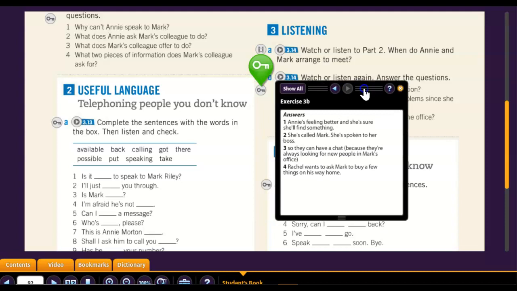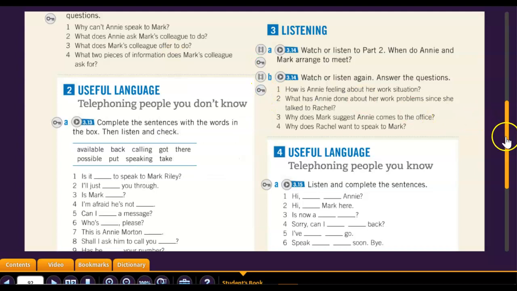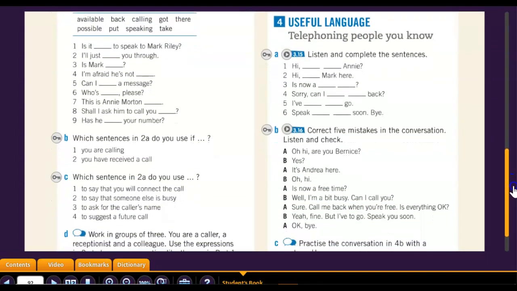And now we come back and we have the answers over here. So Annie's feeling better, but she's sure she'll find something. Number two, she's called Mark. She's spoken to her boss, okay. And we have number three, so they can have a chat. So they are going to chat about her job situation. Number four, Rachel wants to ask Mark to buy a few things on his way home because they are married, right? Later, we will see some useful language, more phrases, telephoning people you know.